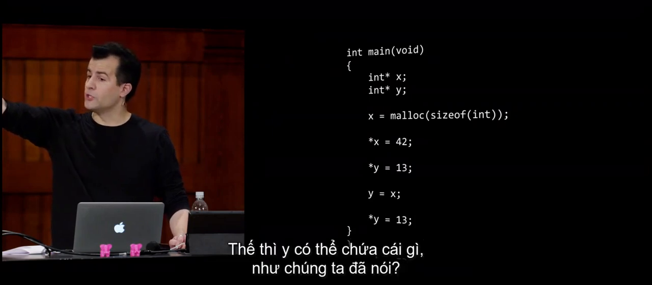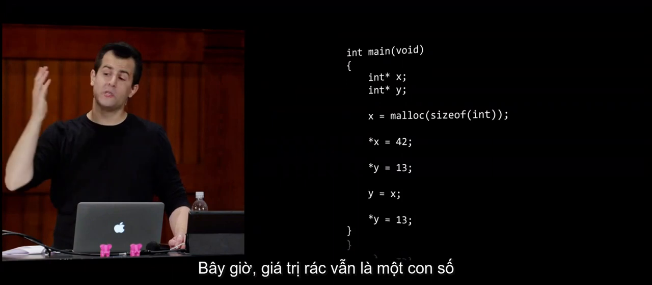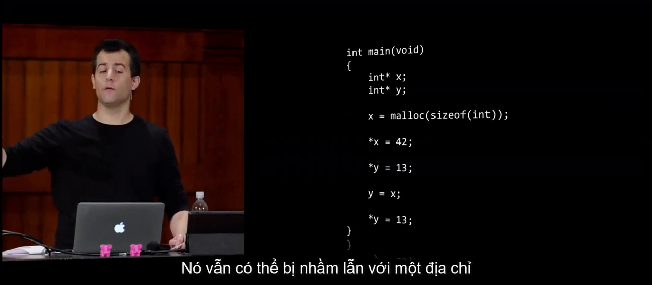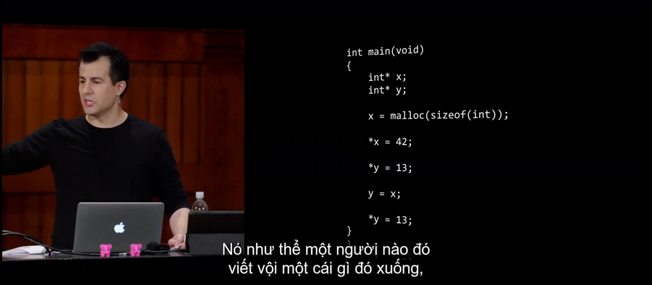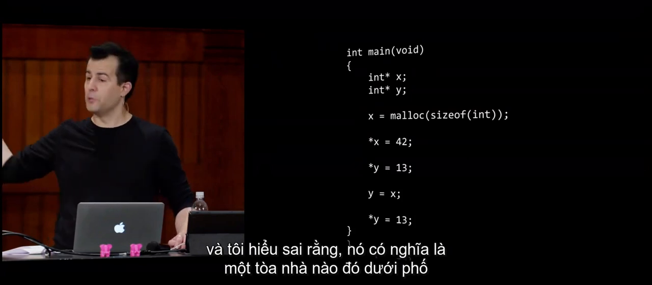There is no memory for y. So what does y probably contain, as we've been saying? Some garbage value. Now, garbage value is still a number. It can still be mistaken for an address. It's as though someone scribbled something down and I misinterpreted it as meaning some building down the street.